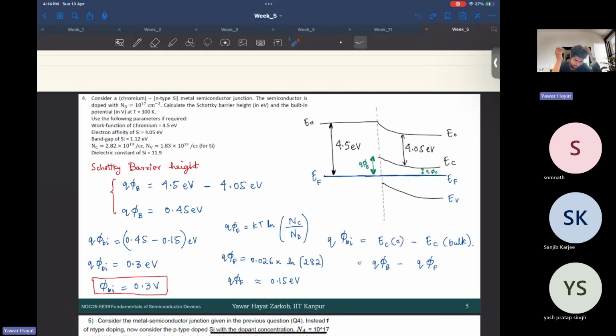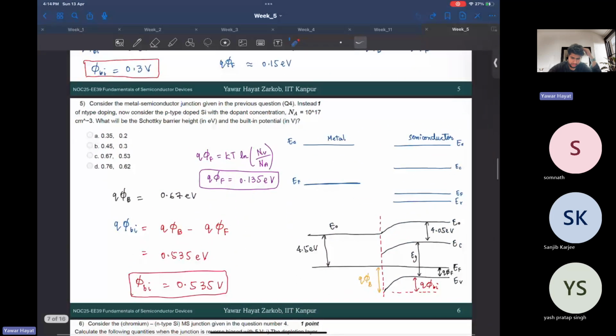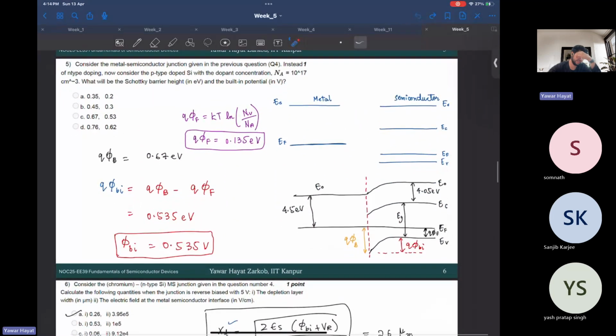Okay, this was a numerical one. I'll leave this. It was nothing but plug and play, right? This was simply the difference of these two, right? And then you had to determine phi F, which you can determine using this formula, and phi BI was your built-in potential. So this is self-explanatory. Then you had this: consider the metal semiconductor junction found in the previous question. Instead of N-type doping, now consider P-type doping. What will be the Schottky barrier height?